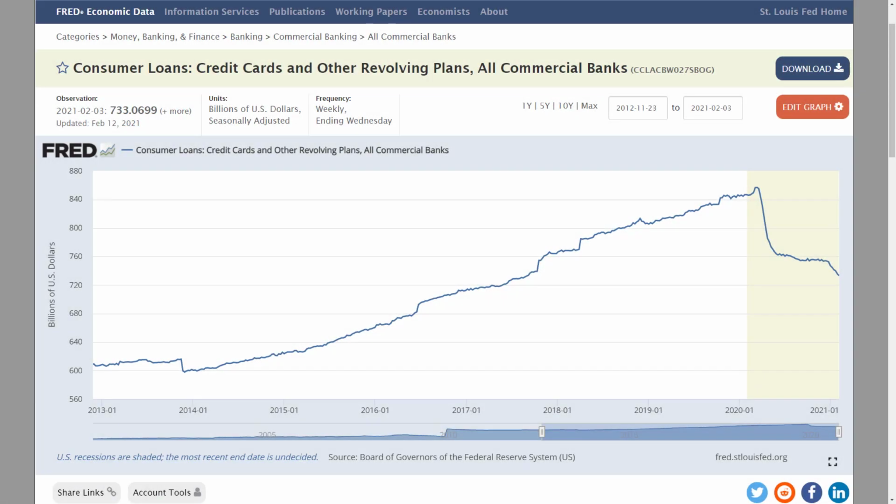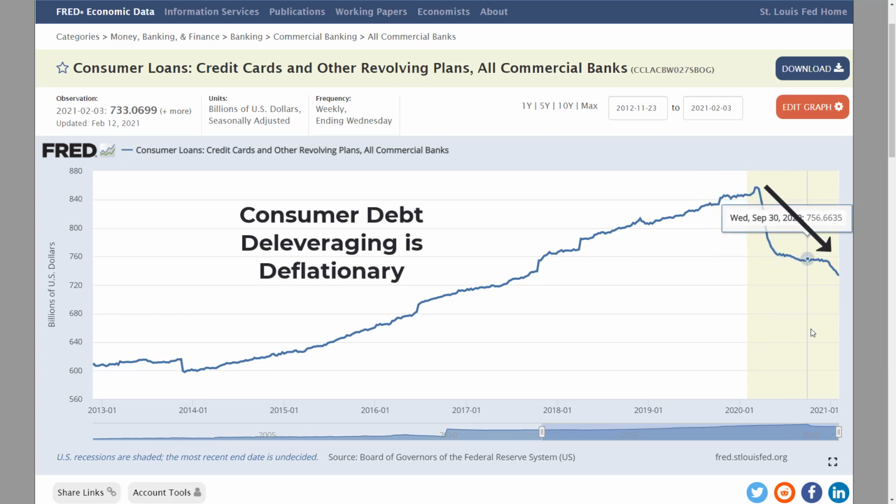Next up, let's look at the credit card debt. Looks like consumers have been aggressively paying down their debts instead of going on spending sprees ever since the pandemic hit. I think the stimulus checks are a big factor here. Paying down debts actually decreases the money supply and is also deflationary.